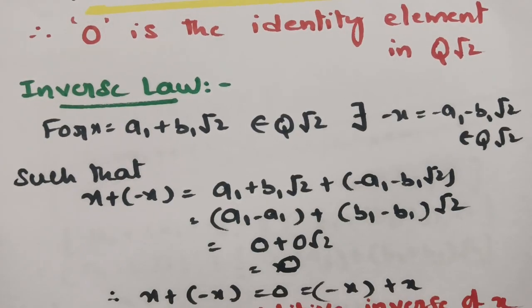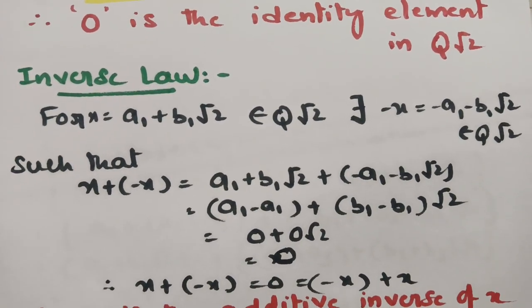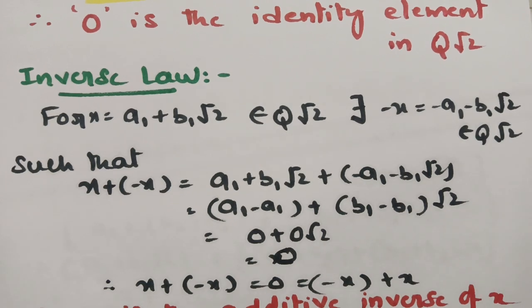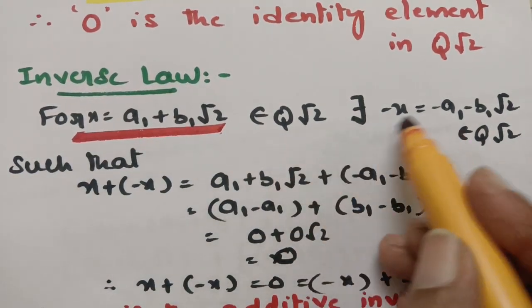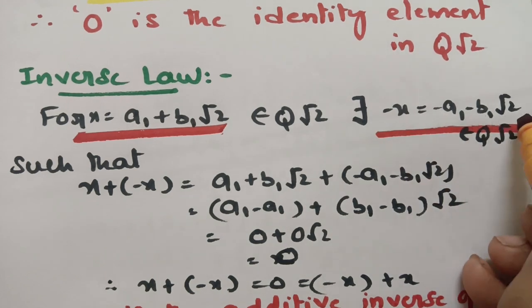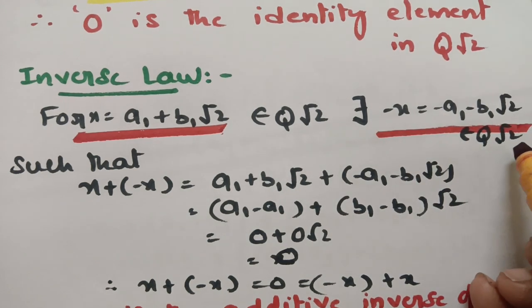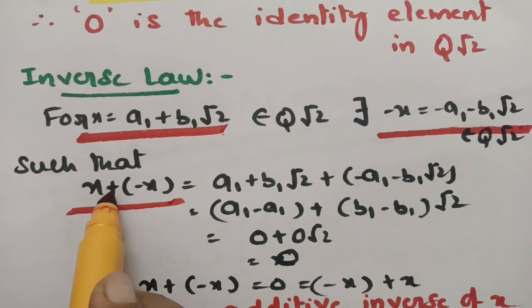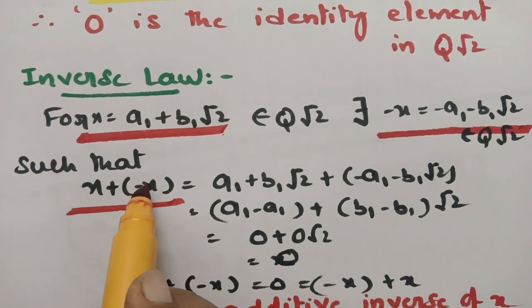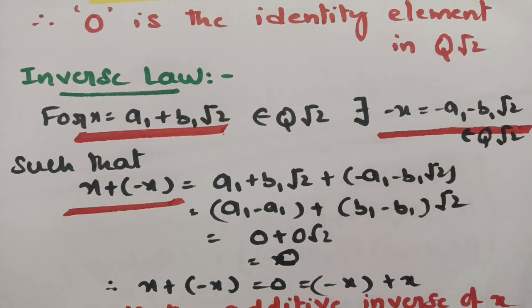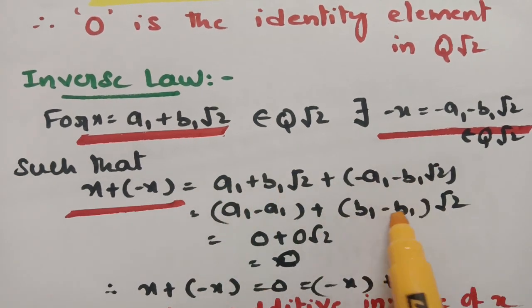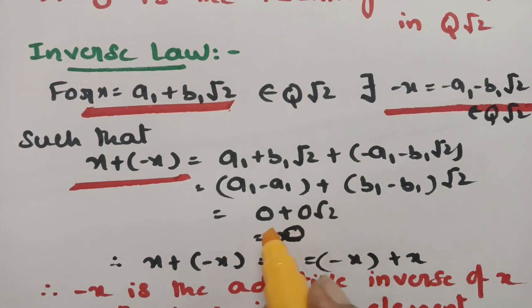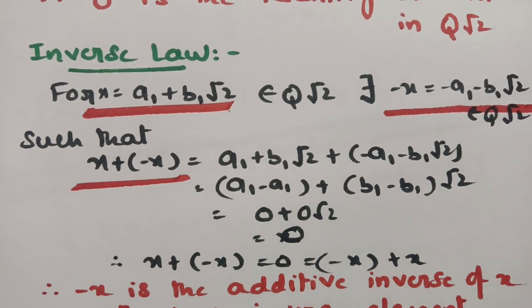And next one is the inverse law. For inverse, we know that for a, the additive inverse is minus a. See here, I have taken x as a1 plus b1 root 2, which belongs to Q root 2, and here minus x will be minus a1 minus b1 root 2, which also belongs to Q root 2. So here is an addition of x plus minus x. After addition, I can write this as a1 minus a1 plus b1 minus b1 into root 2, which is equal to 0 plus 0 root 2, which is again 0.